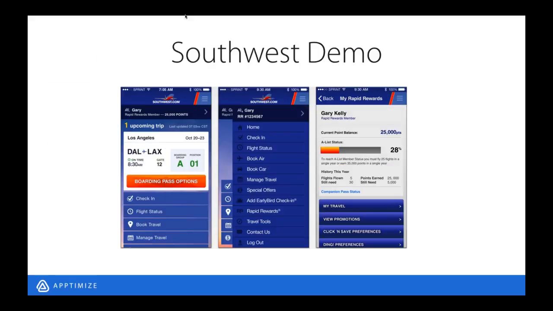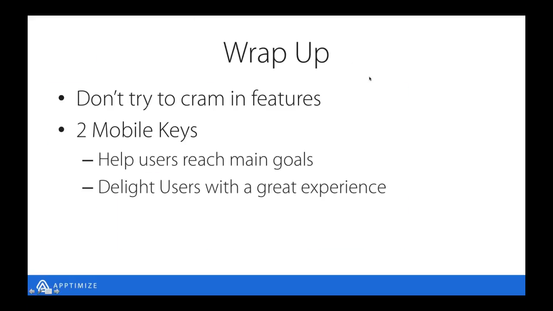To wrap up, you really don't want to try to cram in your features. What's going to end up happening is that users are going to get confused in your app and not know where to go. So there's two main mobile keys: help users reach their main goals and delight them with a great experience.